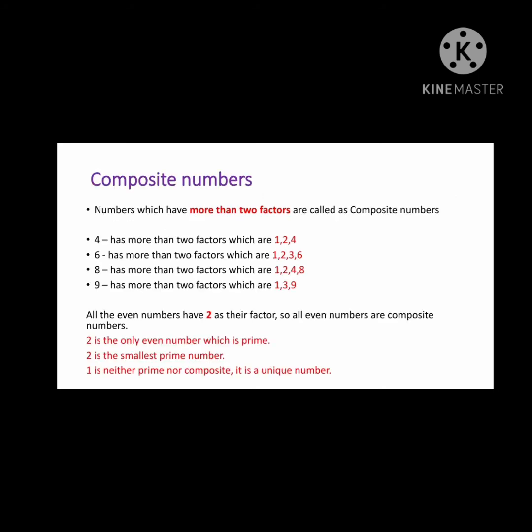Now what are those numbers called which have more than 2 factors? They are called as composite numbers. What are composite numbers? Numbers which have more than 2 factors are called as composite numbers. Suppose we take an example of 4. 4 has more than 2 factors. 1 and 4 are already the factors of 4. What is the remaining one factor? That is 2, because 2 2s are 4. 1 4s are 4, 4 1s are 4 and 2 2s are 4. So the factors of 4 are 1, 2 and 4.